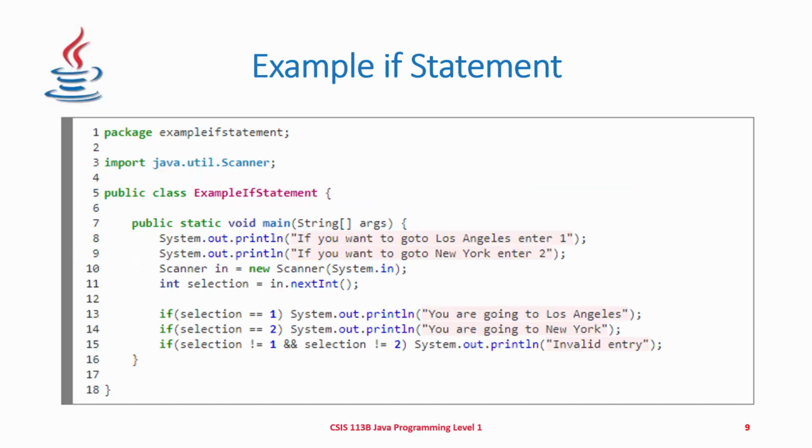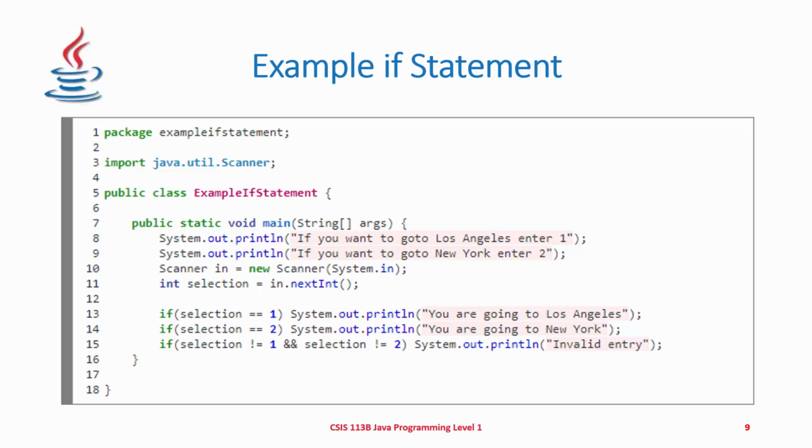Here's an example if statement in code. This is using our Los Angeles or New York example. So the first couple of lines just print to the screen. Do you want to go to LA or do you want to go to New York? If you want to go to LA, enter 1. If you want to go to New York, enter 2. Then we take input from the keyboard. We assign that input to an integer variable, selection.